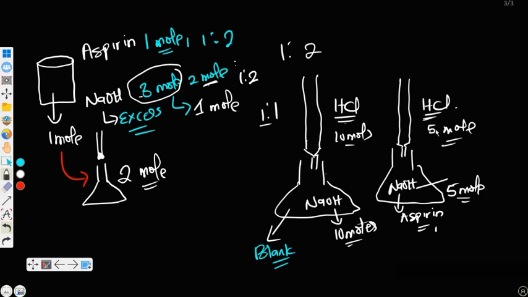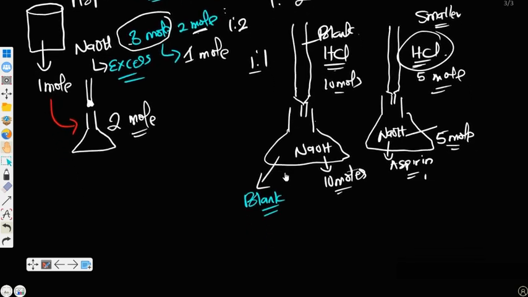True or false? True. So the titer value here for the main experiment will be smaller as compared to the titer value for the what? Blank. Is that okay? So it means the blank will have a high titer value as compared to the main experiment. Do you understand? Okay, let's say at the end of the day, the amount of sodium hydroxide here, let me just use this to give an illustration.